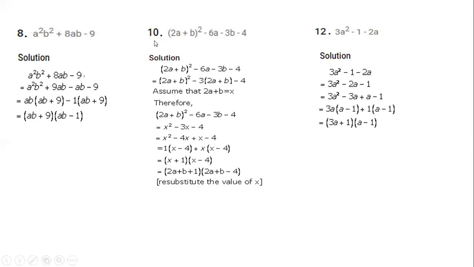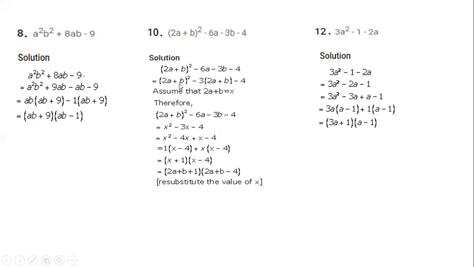Now come to question number 10. Try to solve 9 by yourself. Question number 10 gives you 2a plus b whole square minus 6a minus 3b minus 4. See, 6a minus 3b. Can I take 3 common from these two? Yes, I can. So this expression can be written as 2a plus b whole square, take out minus 3 common from these two, and we are left only with 2a plus b minus 4. See, this is a quadratic in 2a plus b.